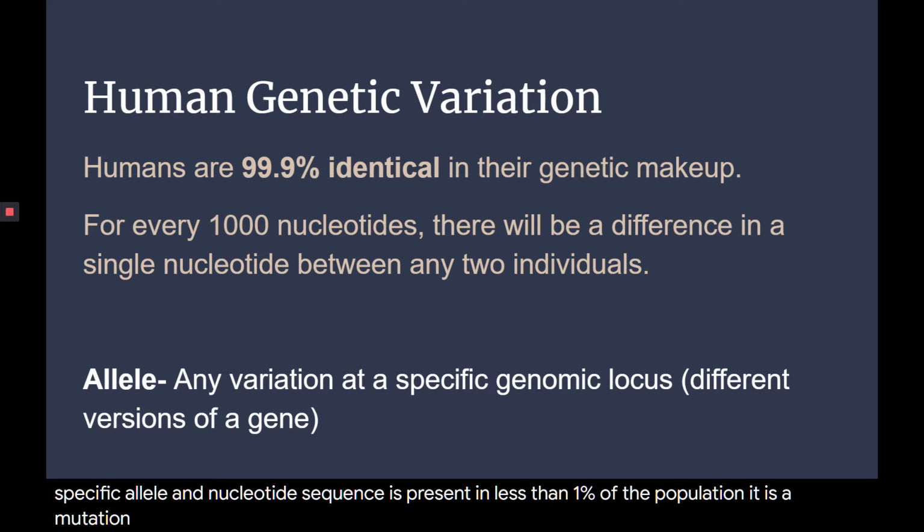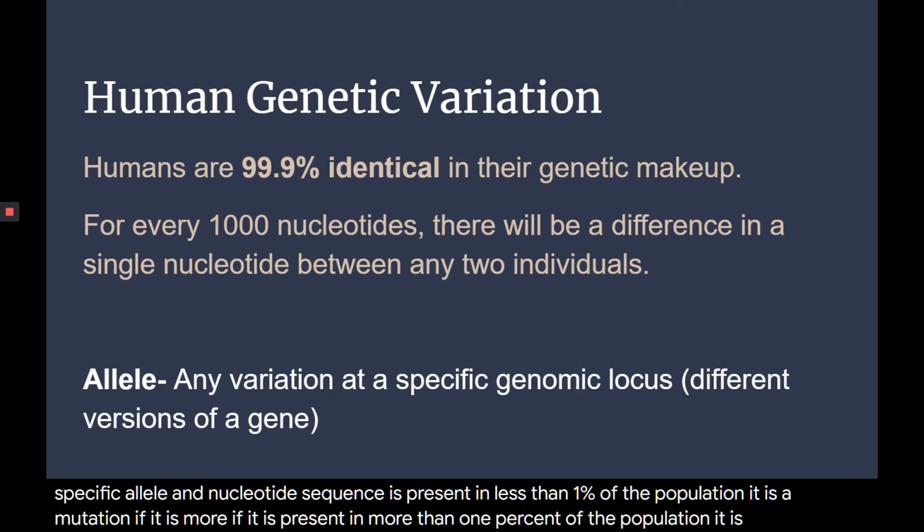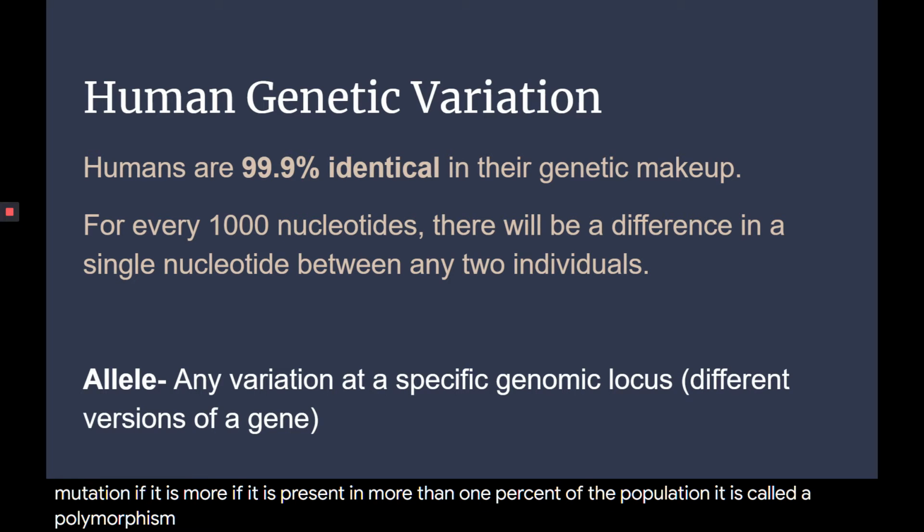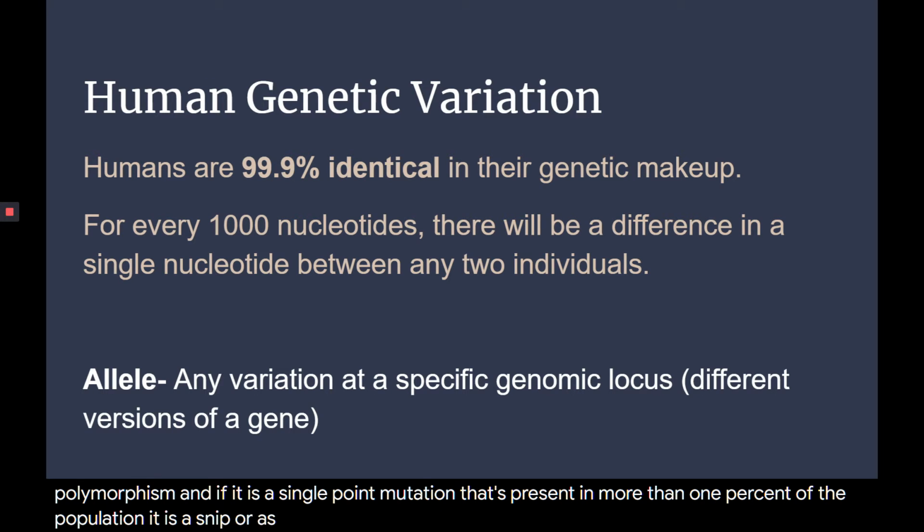If it is present in more than 1% of the population, it is called a polymorphism. And if it is a single point mutation that's present in more than 1% of the population, it is a SNP, single nucleotide polymorphism. And we will discuss that more.